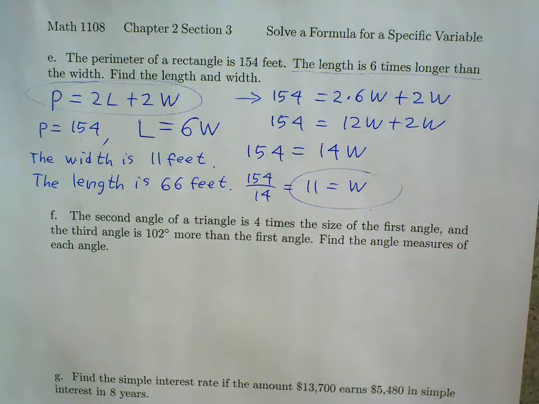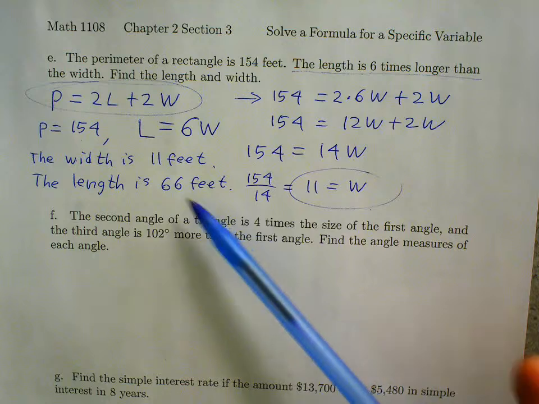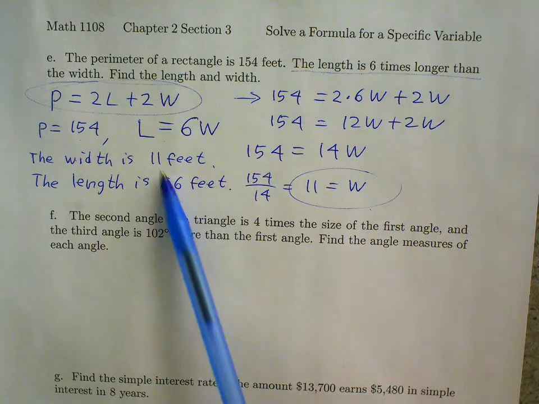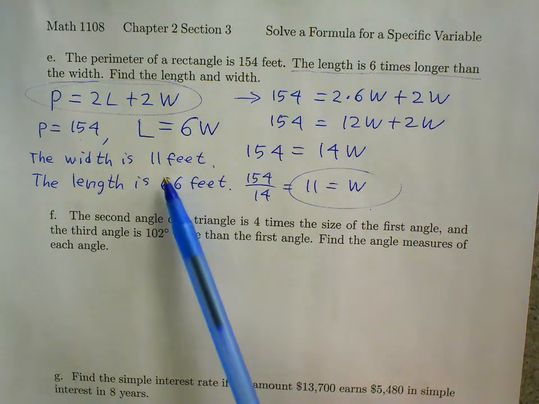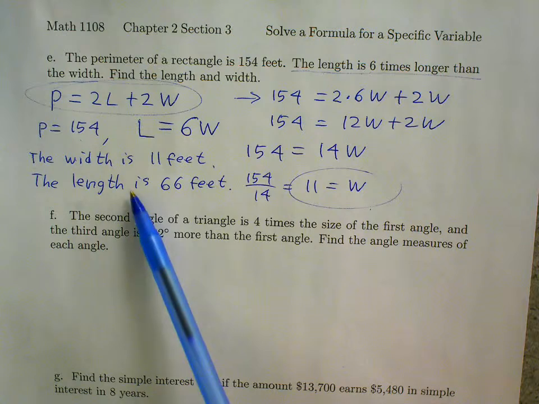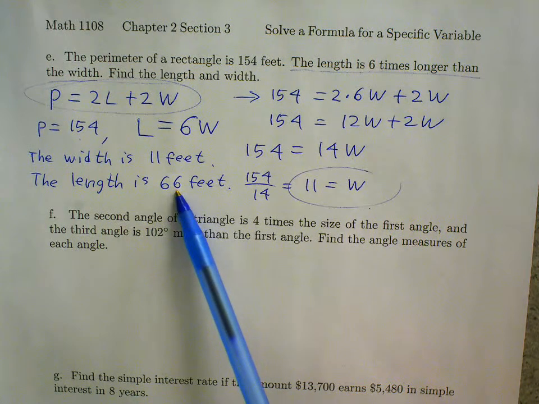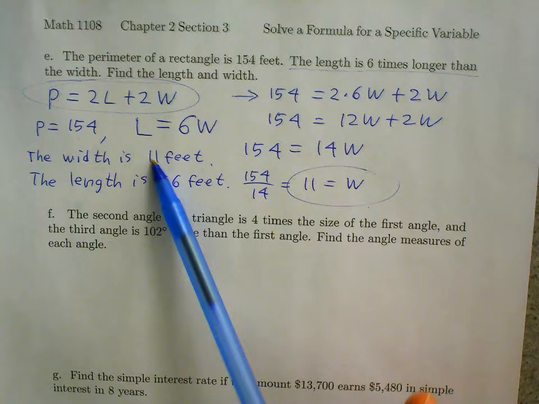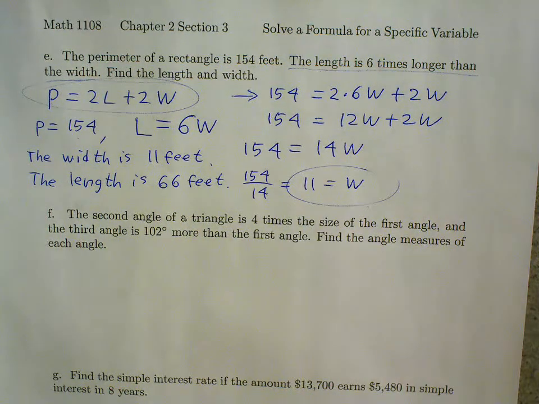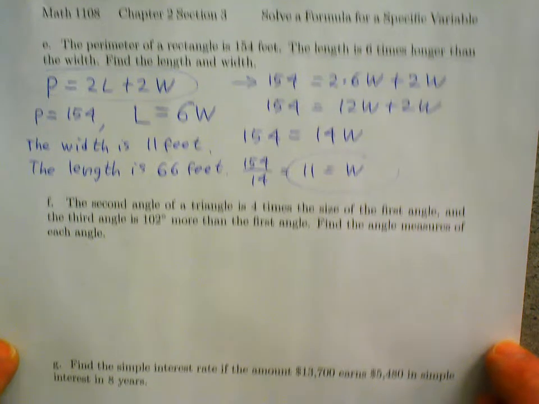You can verify that you have the right numbers. There are always ways that you can check your answer. You can observe 66 is 6 times more than 11. And then if you find the perimeter by finding 2 times 66, which is 132, plus 2 times 11, which is 22, those add up to 154. So you can check that in your head if you want. Okay, let's start the next one.